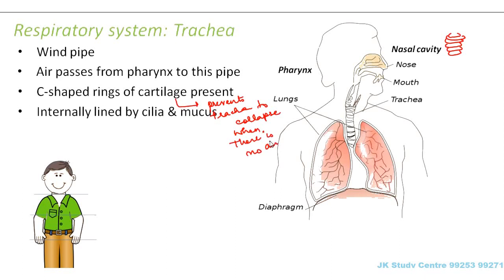It is internally lined by cilia and mucus. So you see, most of the organs of the respiratory system are lined with cilia and mucus. And needless to say, what is the purpose of cilia and mucus? As I mentioned before also, they try to block the dust particles, microorganisms, germs or any other undesired particle.